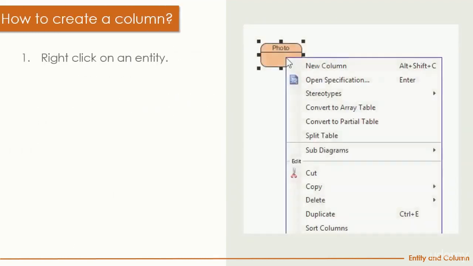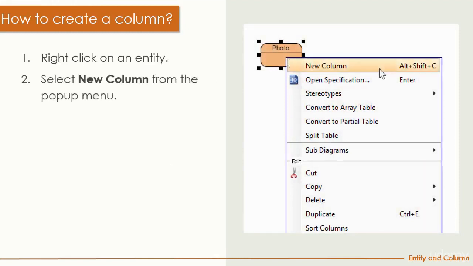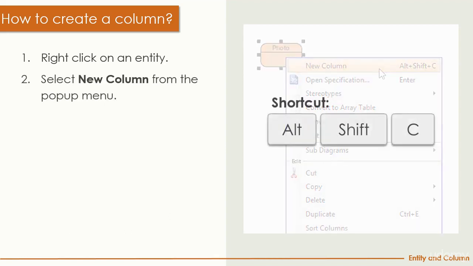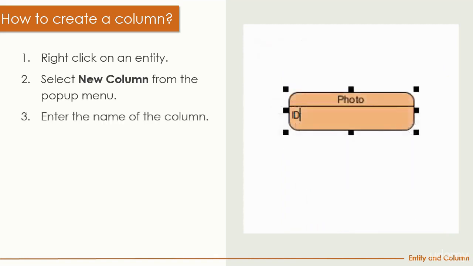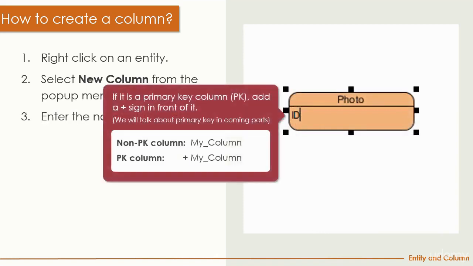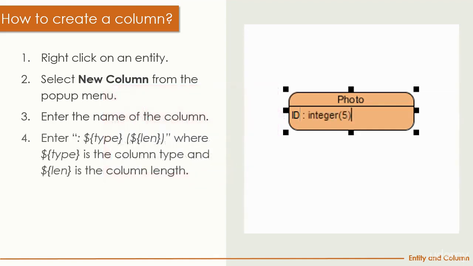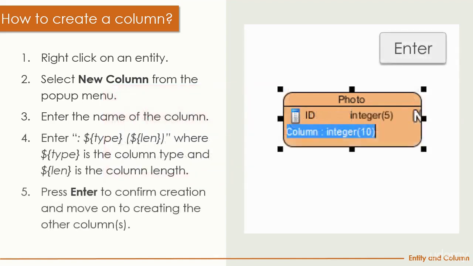And then we move on to talk about how to create a column. To create a column, you just right click on the entity, select new column, and then you can create a new column, or you use the shortcut key Alt+Shift together with C, and then you enter the name and type you want, and also the modifier. If you want to define it as a primary key, you can define it with a plus at the beginning, and then give the type and then length, etc., and hit enter to create. Let's take a look.